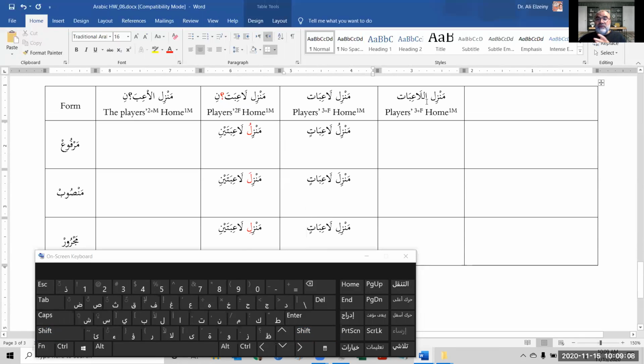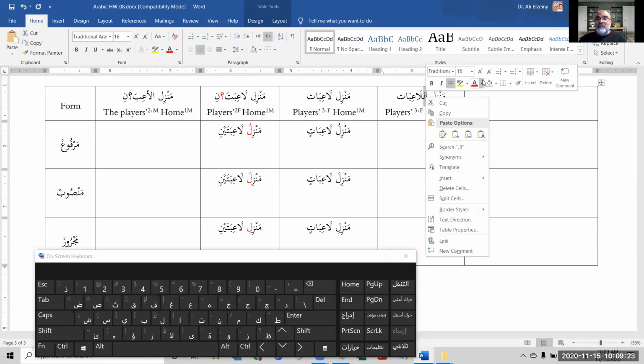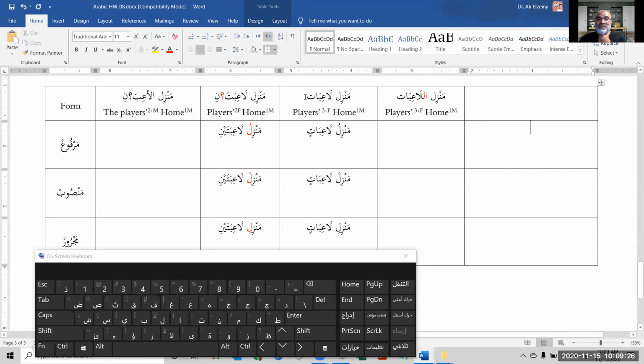So the only difference between this case here and this case is that here the players have alif lam. Here the players don't have alif lam. See, this one has alif lam. This one doesn't have alif lam. Therefore, tanween is not allowed. So I can just simply copy those and here, and they say tanween is not allowed. So why? Because we have alif lam.